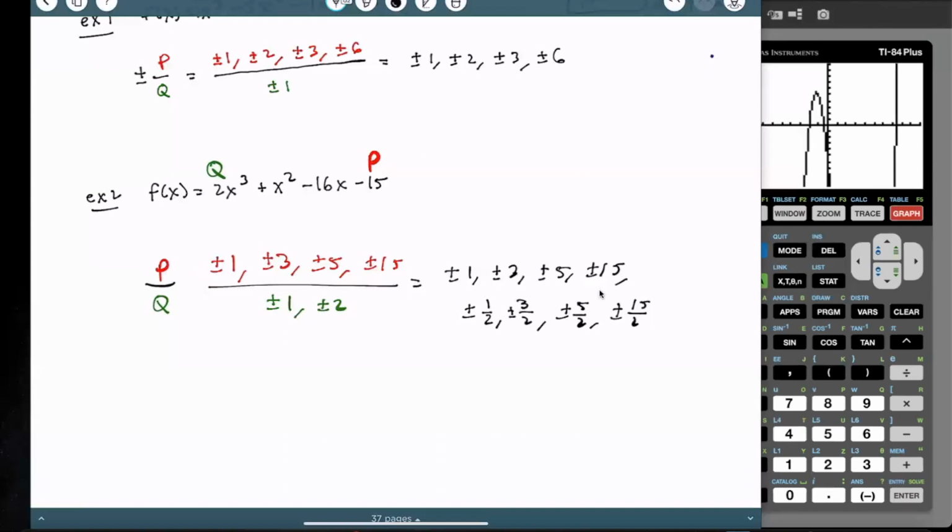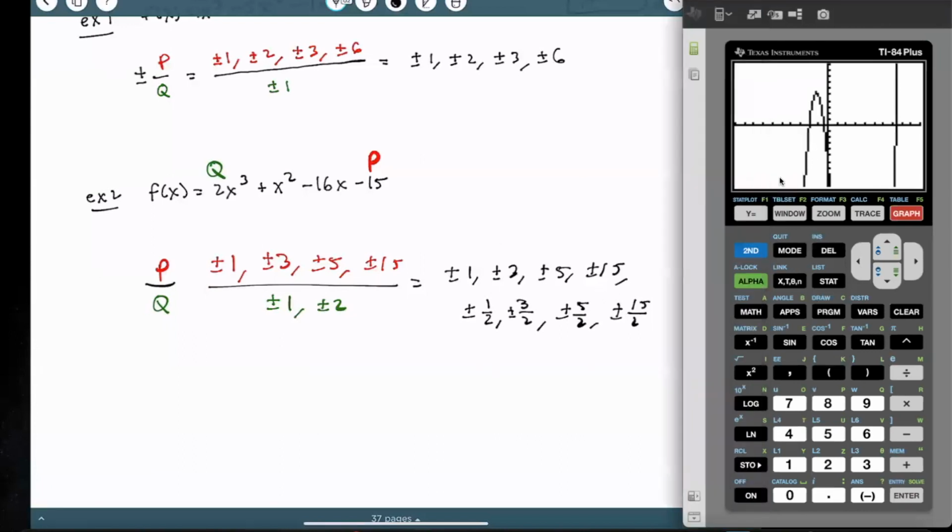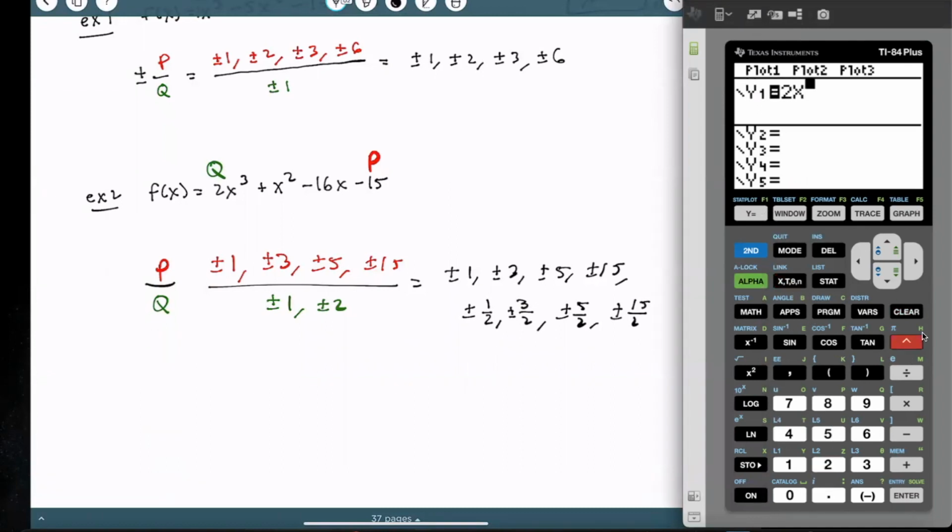You could check the graph. So let's do this graphically. I'm going to go ahead and type this in, and I recommend you follow along as well. So if I type in 2x cubed plus x squared minus 16x minus 15. Okay, so just a quick look at the graph.